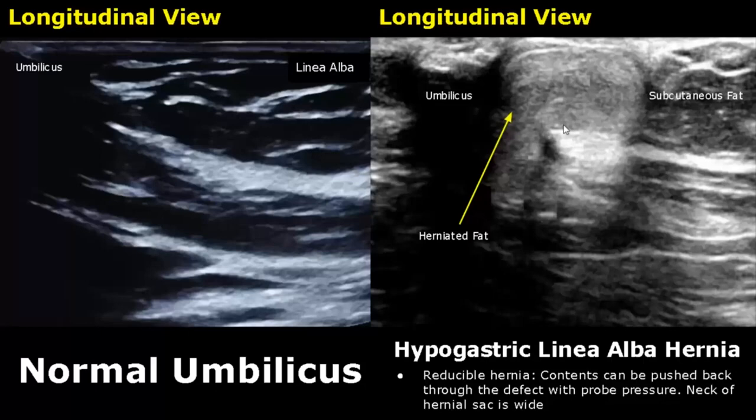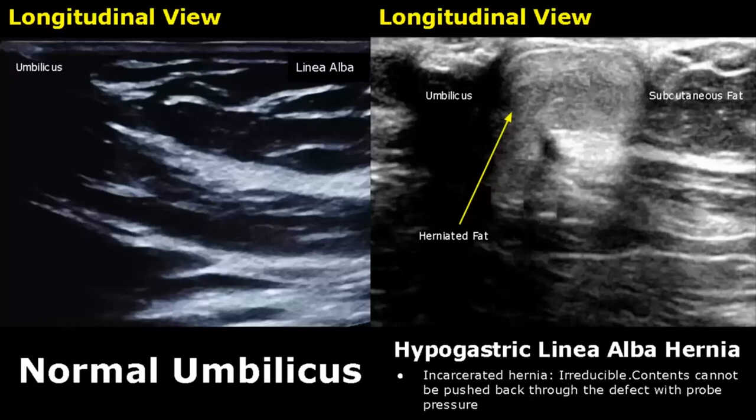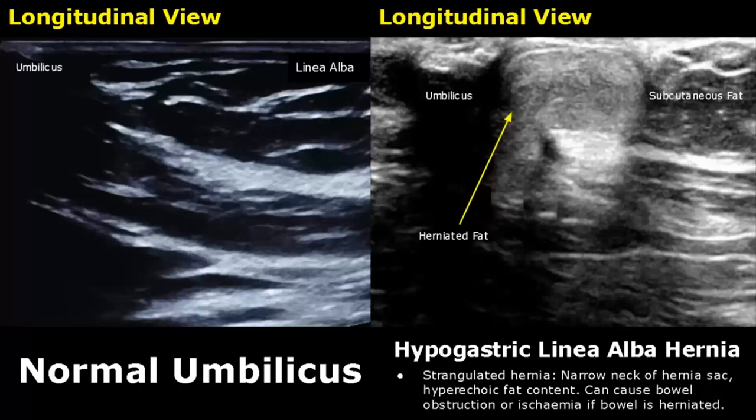In a reducible hernia, the herniated contents can be pushed back through the defect to their normal positions by applying probe pressure. And these types of hernias have a wide neck. Incarcerated hernia is irreducible, meaning that the herniated contents cannot be pushed back with probe pressure. A strangulated hernia has a narrow neck, and if fat is herniated, it is usually hyperechoic. If bowel loops are involved, strangulation can cause bowel obstruction or ischemia.